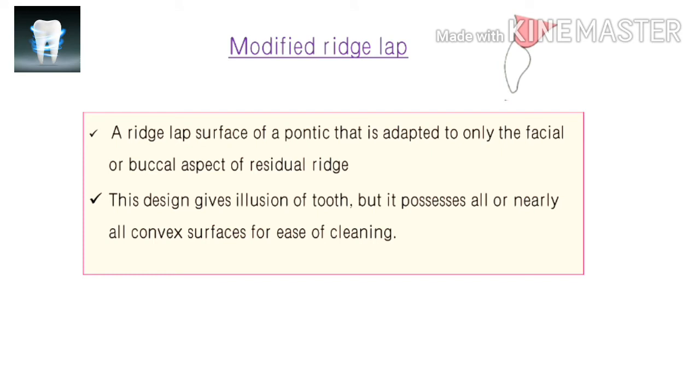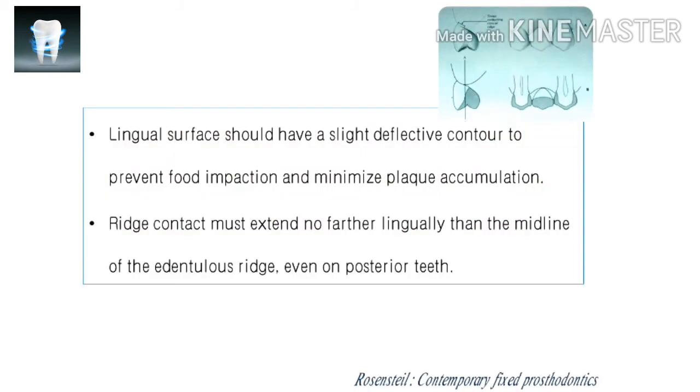Modified ridge lap. In this type of pontic, the pontic surface is adapted to only the facial or buccal aspect of the residual ridge, and this helps in the ease of cleaning. Lingual surface should have a slight deflected contour to prevent food impaction and minimize plaque accumulation.